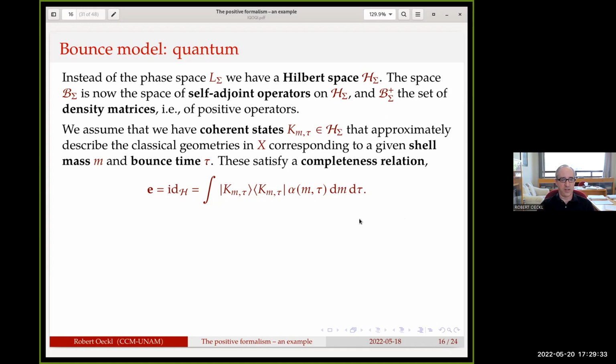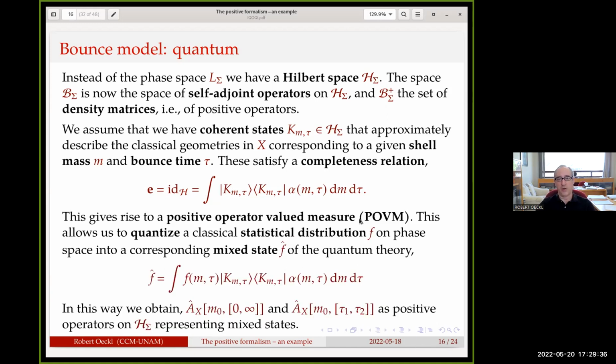Now, the interesting thing about this is that at the same time, we can interpret this completeness relation as a positive operator valued measure. Our classical phase space is this two-dimensional phase space labeled by shell mass and bounce time. If we take a set in this space and integrate with this integral, then we get a positive operator. Usually you think of a positive operator valued measure as making a measurement, measuring that your state is in some part of the phase space.